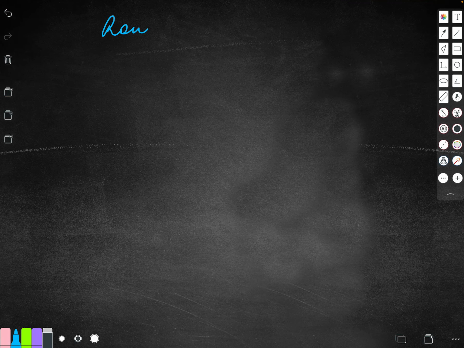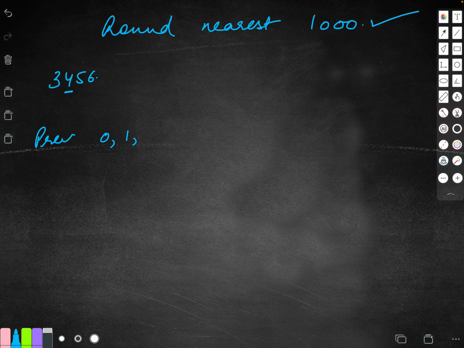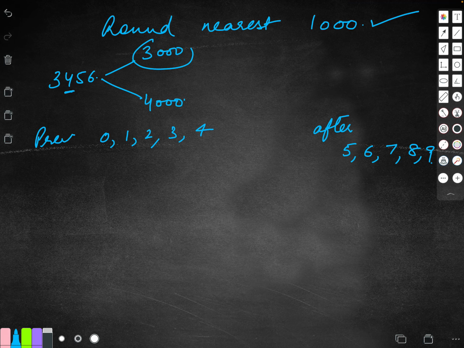Let's quickly check out when we have to round to the nearest 1000, what we do? Say 3, 4, 5, 6. For rounding to the nearest 1000, we look at the hundreds place. Boxes are the same. Previous box 0, 1, 2, 3 and 4, and the after box is 5, 6, 7, 8 and 9. So this is the previous box. 3000 पे rounding होगी या 4000 पे rounding होगी, तो आंसर आएगा 3000.